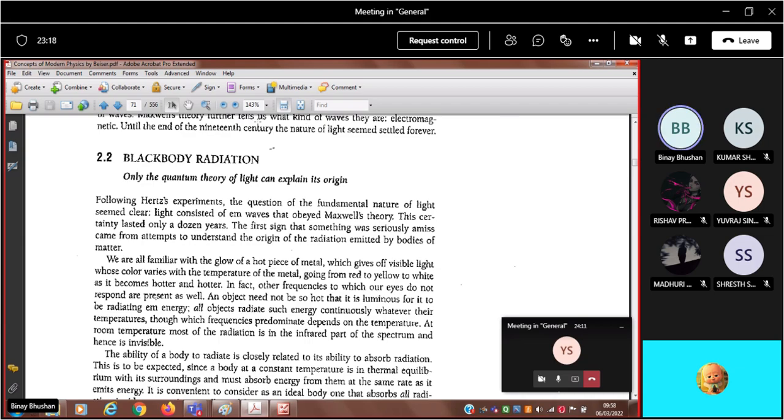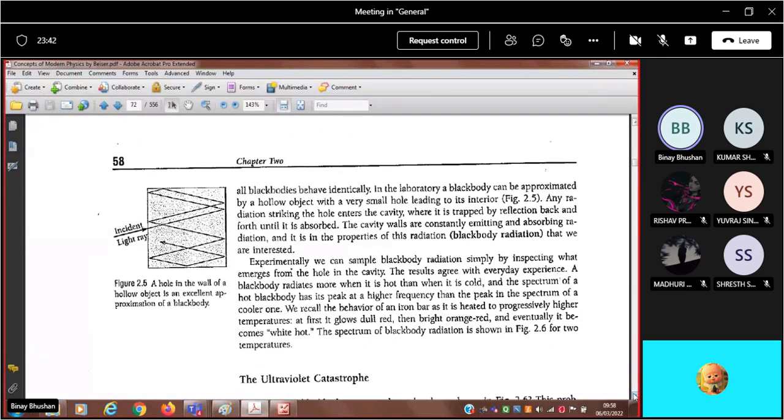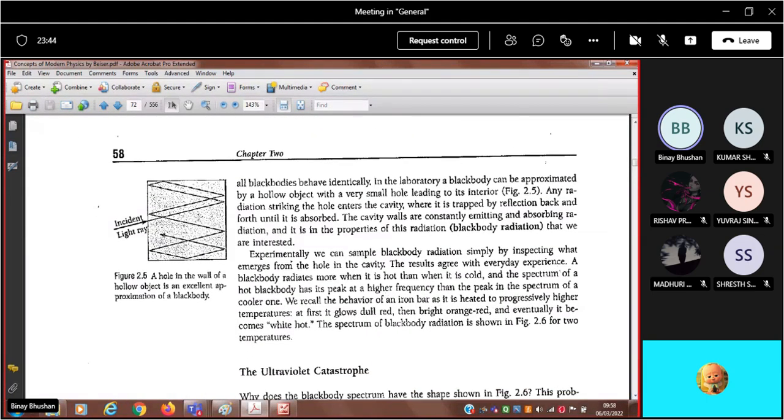Black body radiation. You can see only the quantum theory of light can explain its origin. We have just seen that the Rayleigh-Jeans formula was not correct in explaining this, so we have to move to quantum mechanics now to explain that experimental curve. So this is the birth of quantum mechanics. Now you can see here, I explained in the previous class that a hole in the wall of a hollow object is an excellent approximation of a black body.